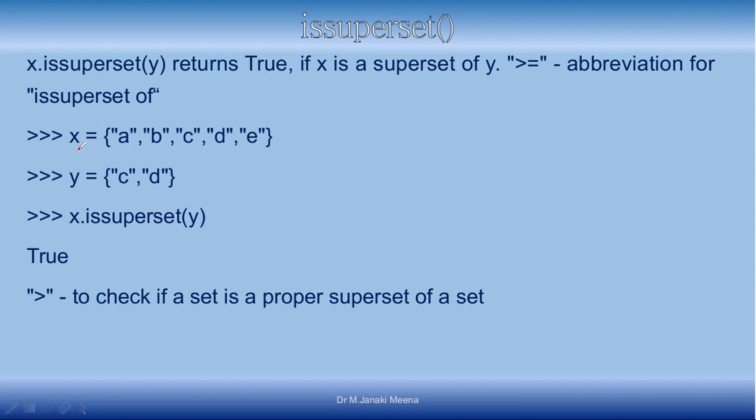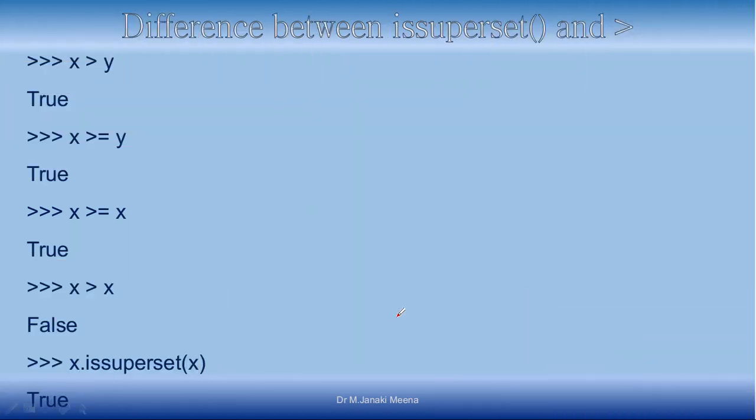So consider this set X with 5 elements A to E and Y with 2 elements C and D. If I check whether X is a superset of Y, yes, the elements whichever are present in Y are also present in X, right? So it will return true. And greater than, we can use greater than, similar to less than. Greater than can be used for superset, right? But when you use greater than, it will check whether it is a proper superset.